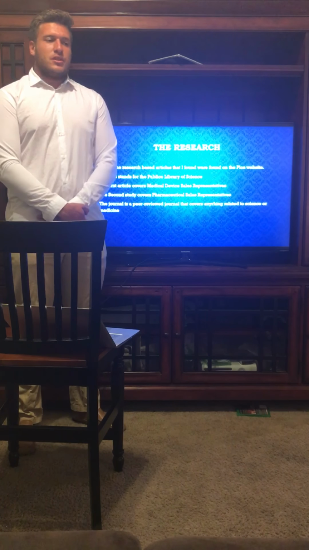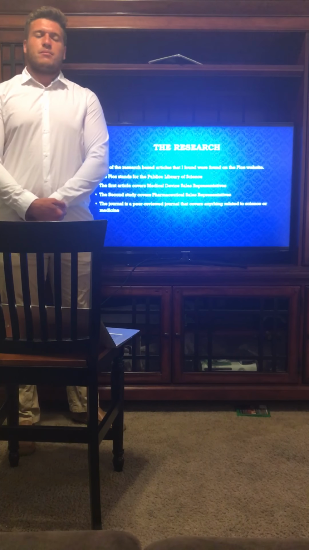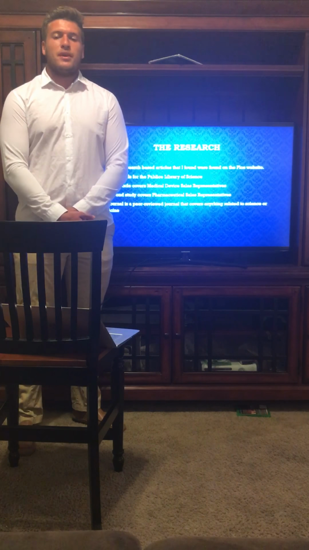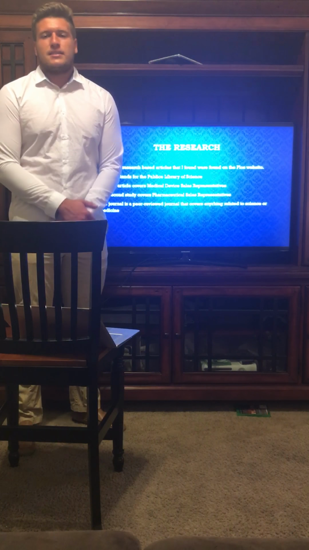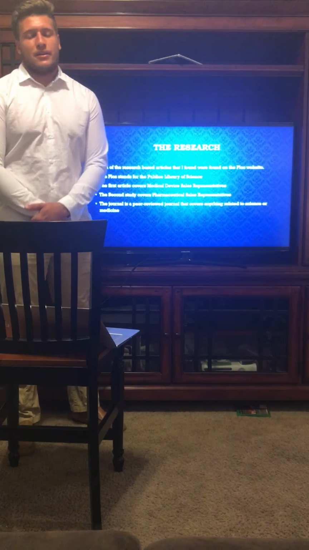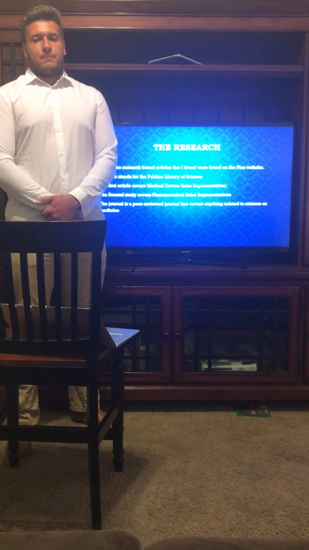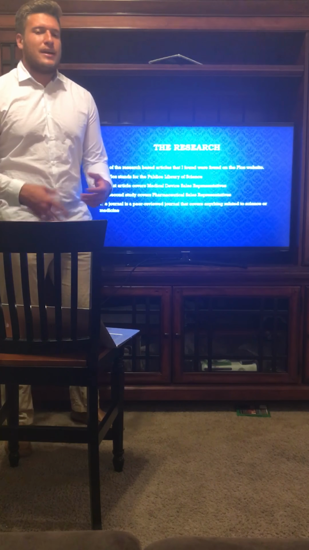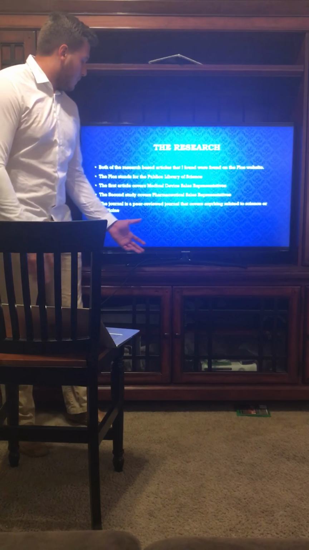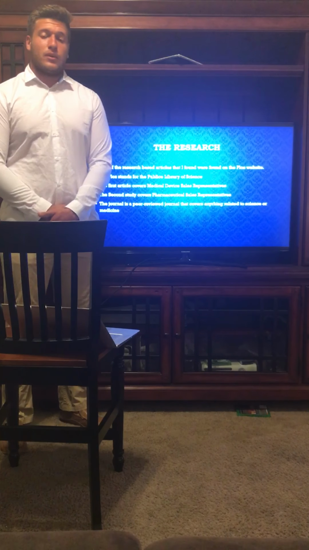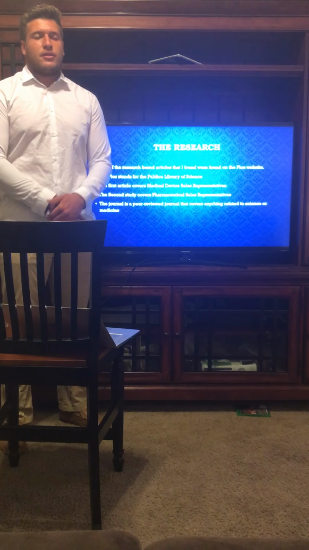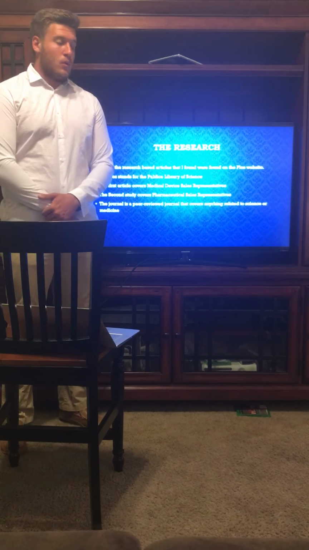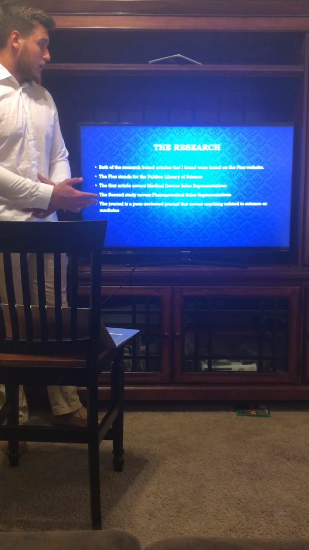But first, the research. I picked two different articles, both from the same website, which is plos.org. That stands for the Public Library of Science. The Public Library of Science focuses on all scientific and medical aspects. So if it has anything to do with those two things, they cover it. Then with the Public Library of Science journals, everything is peer reviewed and the studies are all peer reviewed.